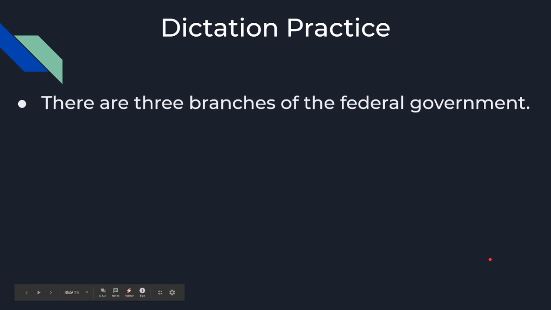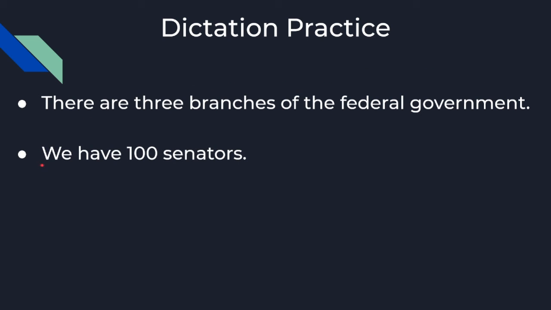Okay, so here's what the sentence should look like. There are three branches of the federal government. All right, question number 2. I'm going to read and then I want you guys to write. We have 100 senators. We have 100 senators. And so here's this sentence, we have 100 senators. You can either write the number 100 or you can spell out 100 in words. Either is okay, but I find that writing the number 100 is easier.